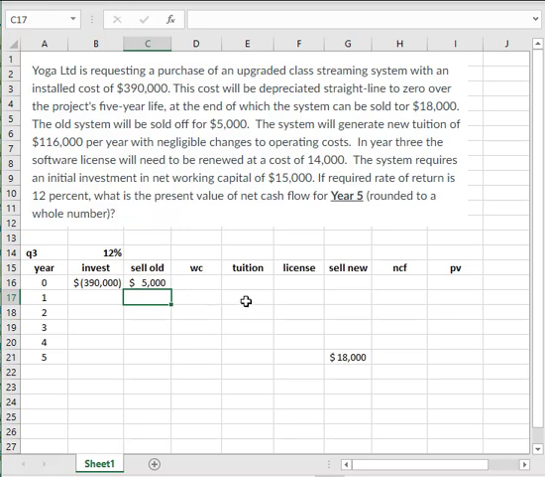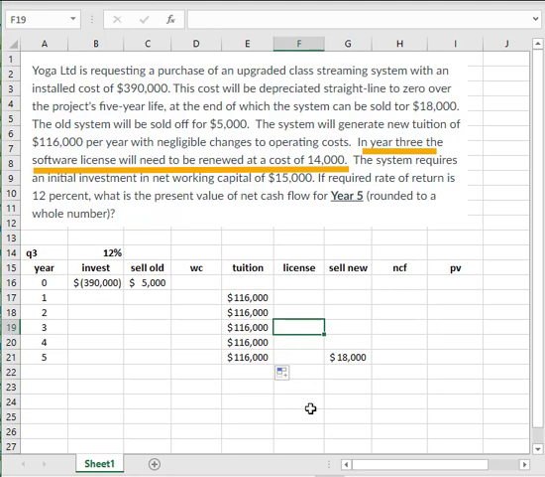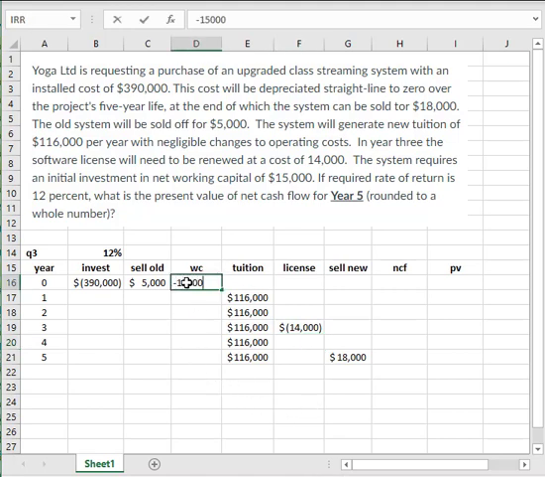All right, we're going to generate some tuition. $116,000 a year for each of the 5 years. And then we have to renew a license in year 3. That's an outflow. And then there's working capital. So that comes out at the start of the project and comes back in at the end of the project. And the required rate of return is 12%.